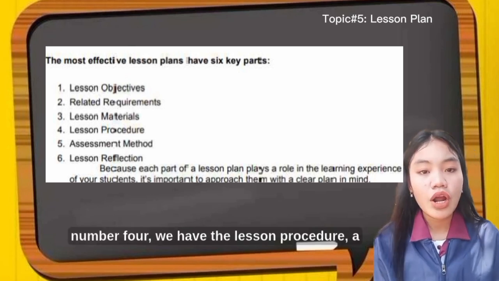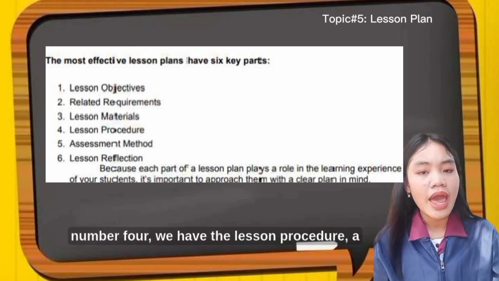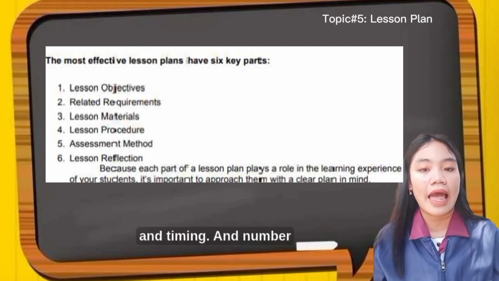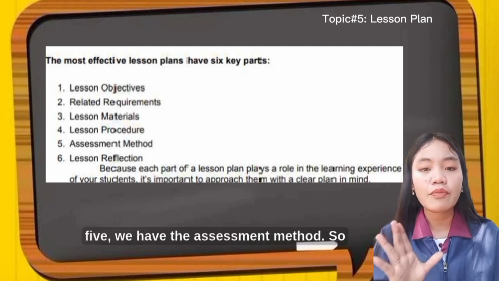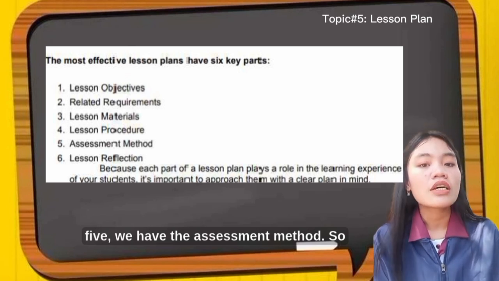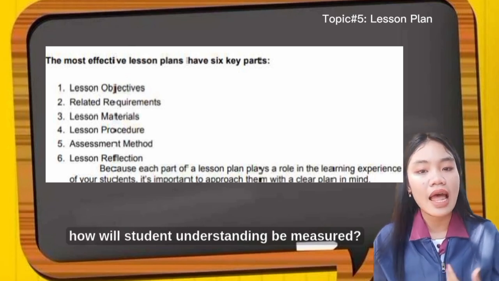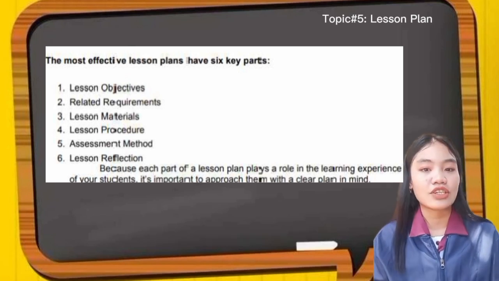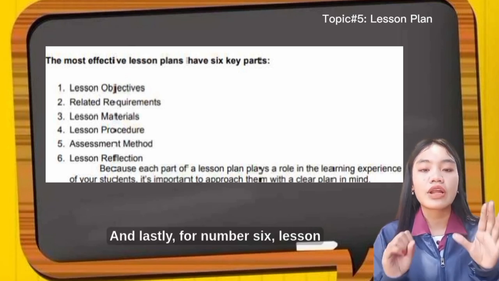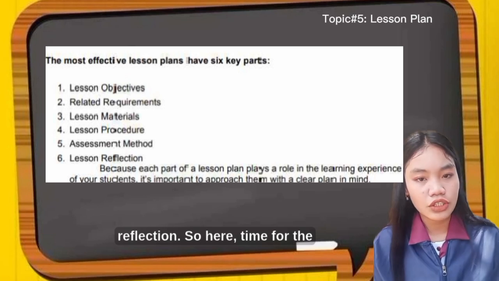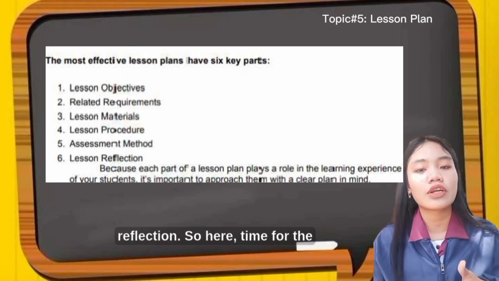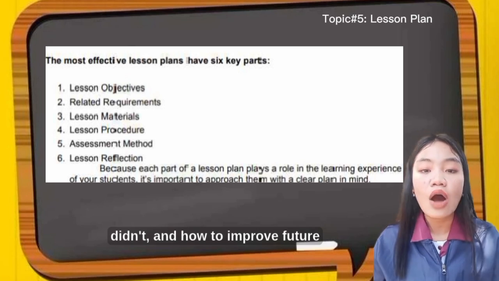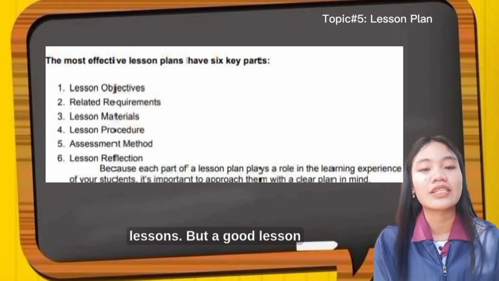And number 4, we have the lesson procedure, a step-by-step guide to the lesson's activities and timing. And number 5, we have the assessment method. How will student understanding be measured? Quizzes, projects, and discussions. And lastly, number 6, lesson reflection. Here is time for the teacher to analyze what worked, what didn't, and how to improve future lessons.